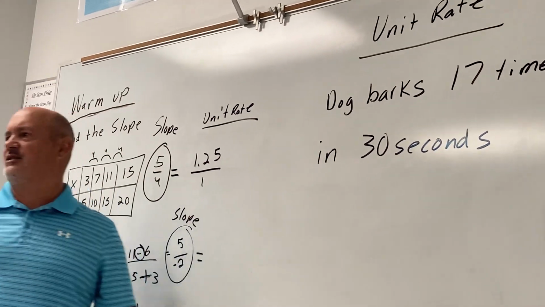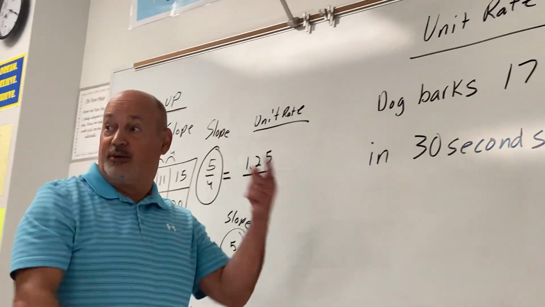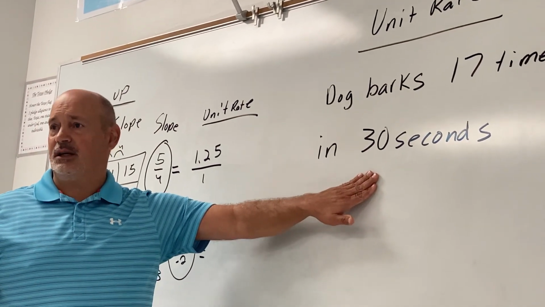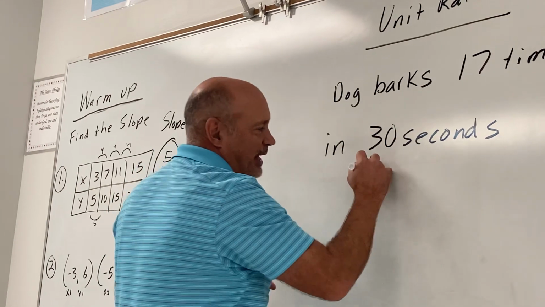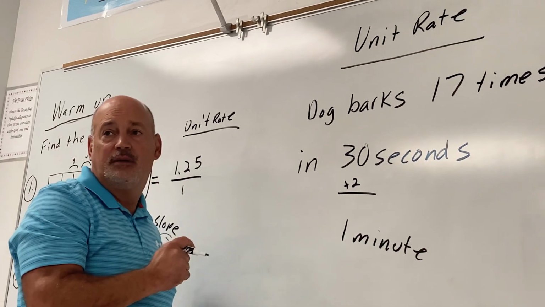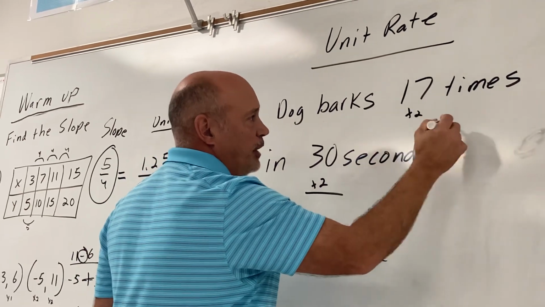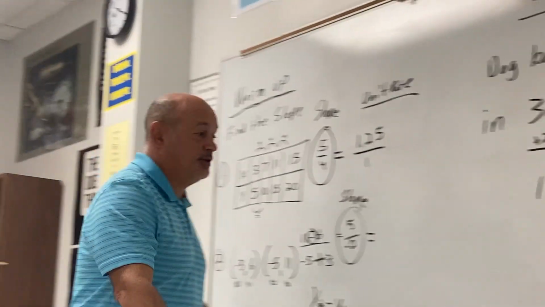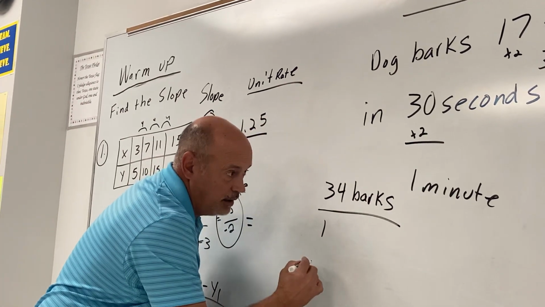How many 30 seconds are there in a minute? 2. There's 2 of them. Y'all agree with her? Yes. She said times 2. There's 2 thirty-second periods in a minute. So if I multiply this times 2, don't we get 1 minute? What do we need to do to the 17? Multiply it times 2. What's 17 times 2? 34. So how many times does the dog bark in 1 minute? 34 times. So we could convert this to 34 barks in 1 minute.